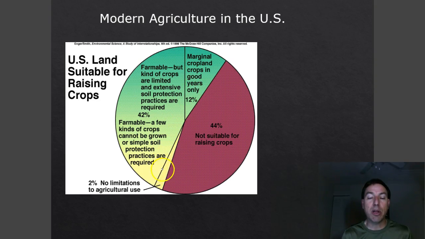This little small sliver down here, this 2% right here, basically has no limitation. This is the best land for farming. You basically grow crops on it, and it doesn't matter what you grow, it'll do well. And then this is the big part here. In the United States, 44% of the United States is not suitable for growing any kind of crop whatsoever. And so we are basically stuck with only farming this area, and some of it's not the best farmland either.